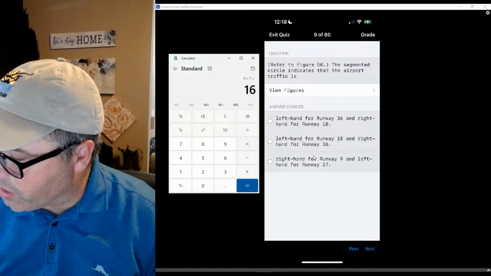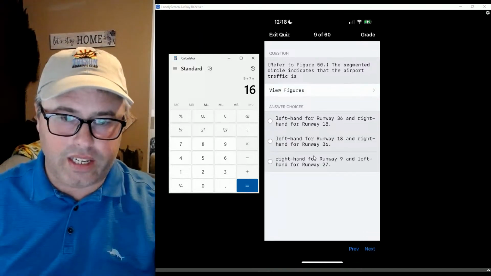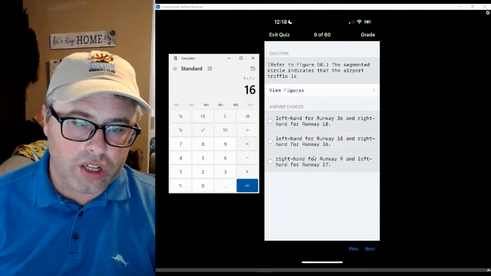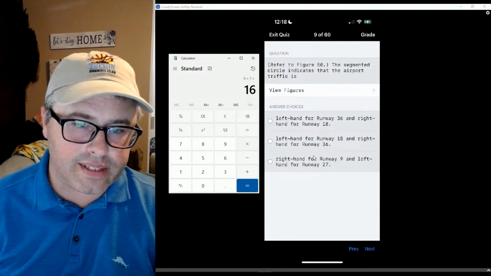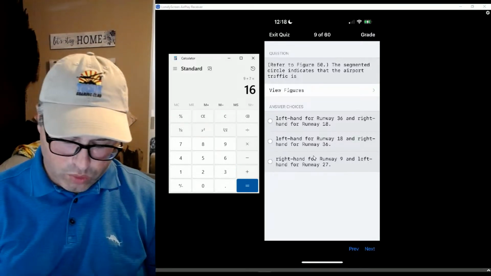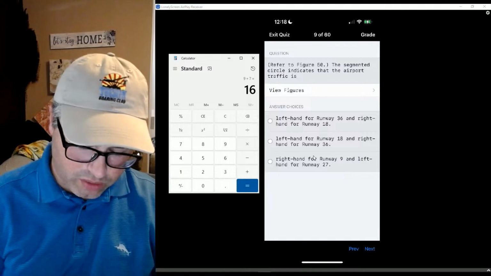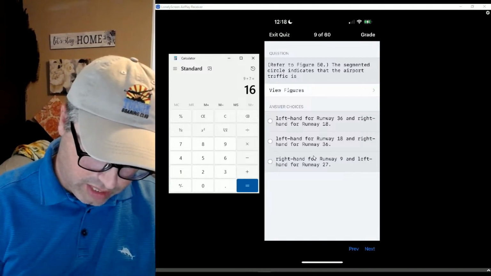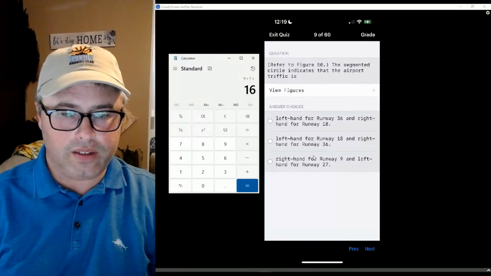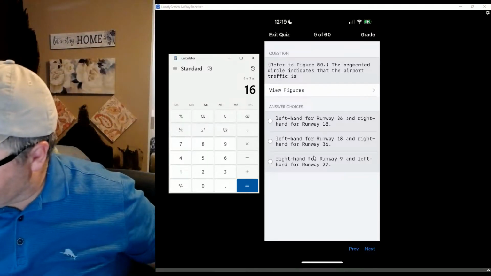Okay, refer to figure 50. The segmented circle indicates that the airport traffic is. Ooh, segmented circle question. This is going to be good. You're going to see these a lot. Almost every field, you're always going to see these. Okay, over to figure 50.